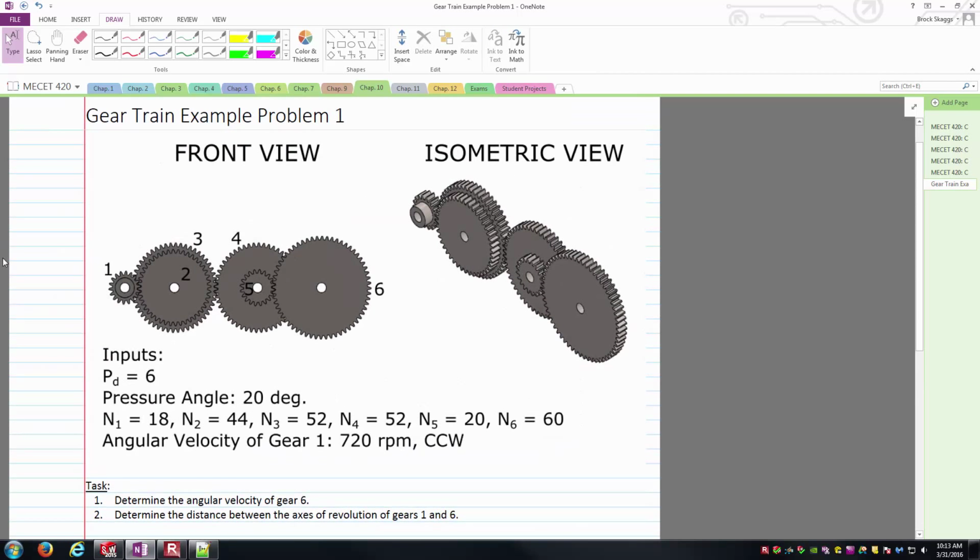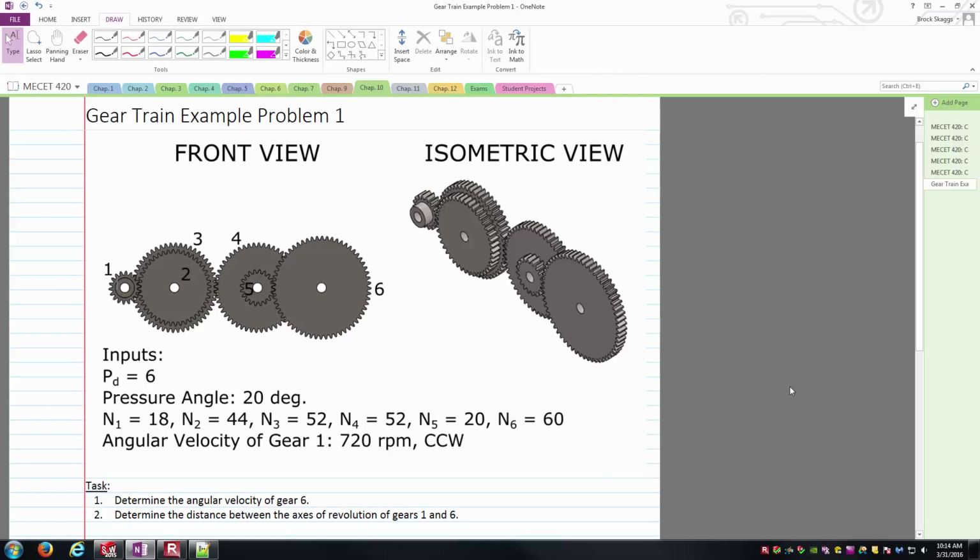In OneNote, I've taken a few screenshots of my model inside of SolidWorks. We've numbered the gears 1, 2, 3, 4, 5, and 6, just walking left to right. Also, a little bit of other information: the diametral pitch of all the gears is equal to 6. Pressure angle is 20 degrees. And then the next line just shows the number of teeth on each gear. The first gear has 18 teeth, the second gear 44, and so on, till our final gear is the largest one with a teeth count of 60.